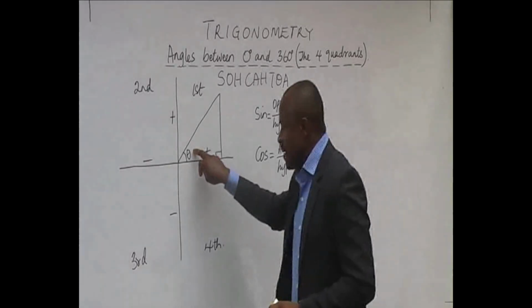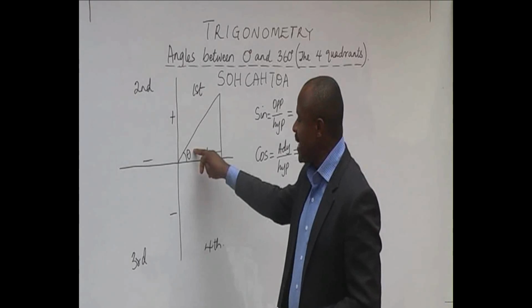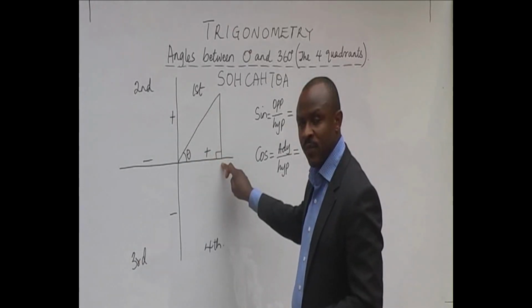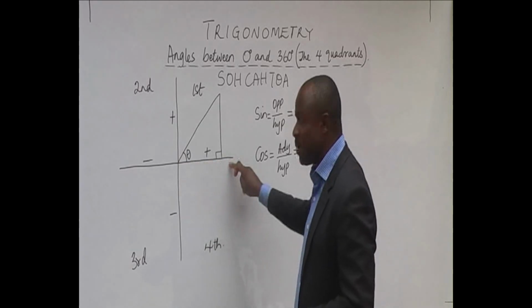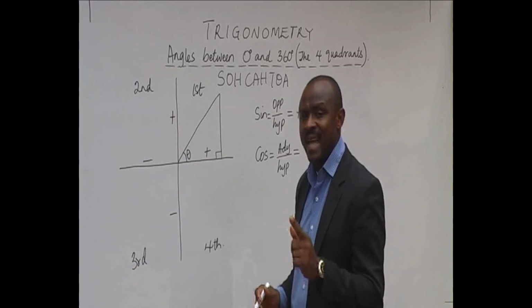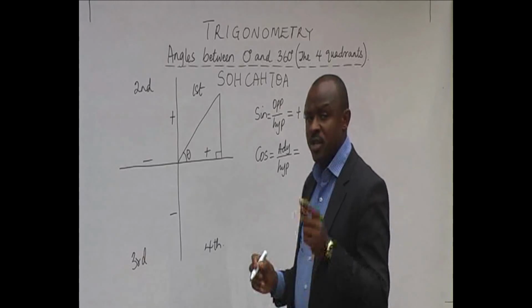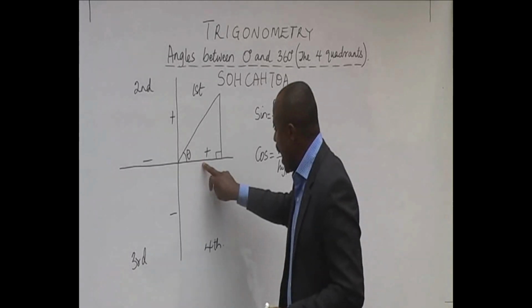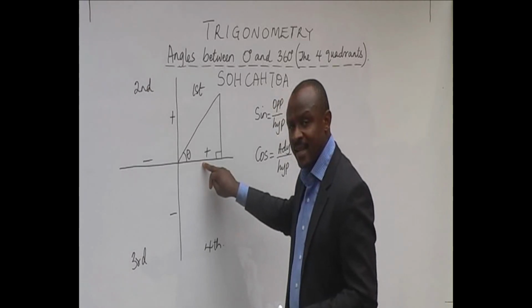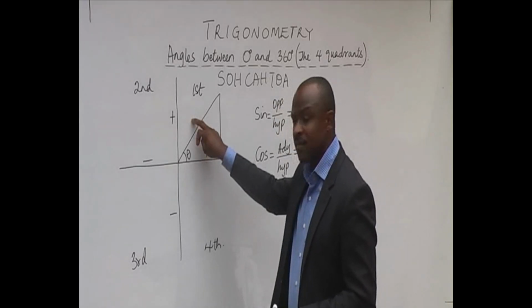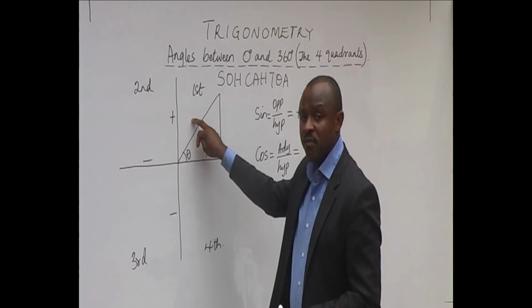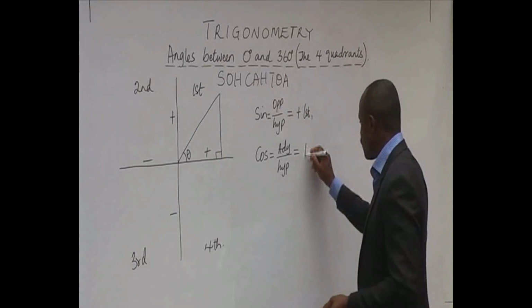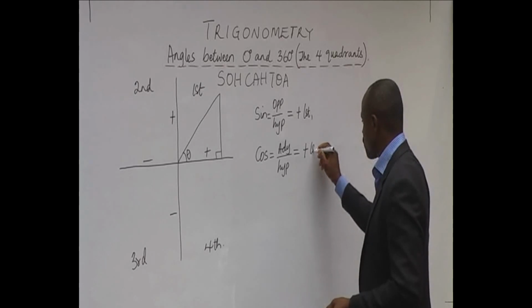If you come to the same triangle, you find out that the adjacent of this angle is this side. And this side is representing the positive side of the x-axis. You will discover that it is going to be the positive adjacent over the positive hypotenuse, which will give you positive. That means the cosine is also positive in the first quadrant.